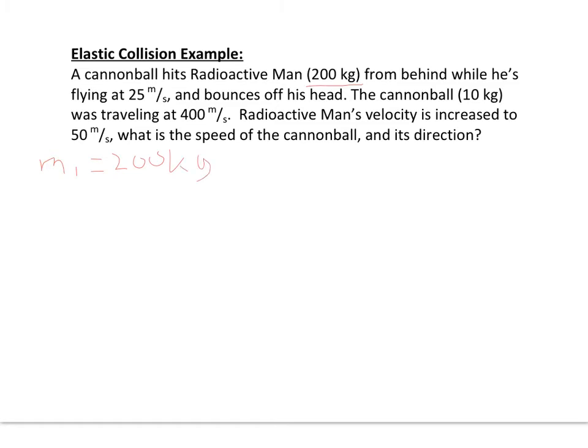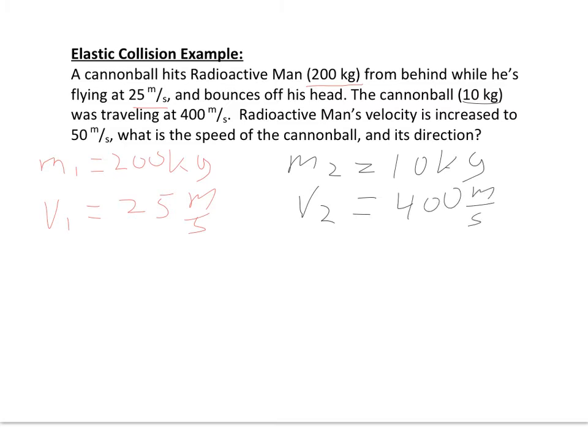Okay, and I'm still going to take the time to write all this out because it's going to save me some trouble later on and keep my thoughts organized. He's hit from behind while he's flying at 25 meters per second. So I'm just going to write that as 25 meters per second. We'll figure out direction here in just a minute. All right, and it bounces off his head. Okay, so now we've got information about the cannonball. So 10 kilograms, M2 equals 10 kilograms. It says it was traveling at 400 meters per second. Okay, note the past tense there. So that's my indication that this is the initial velocity of the cannonball.